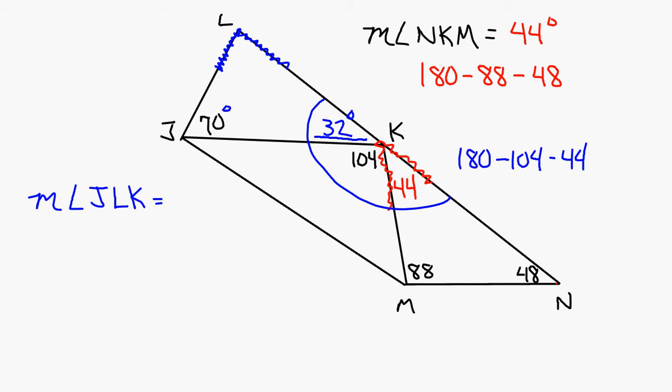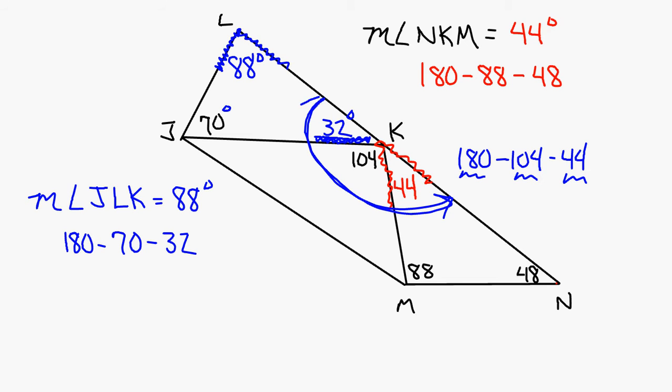So then this top angle, L, is 180 minus 70 minus 32. And that is 78. Because these three angles form a line, don't they? So they have to add up to 180.